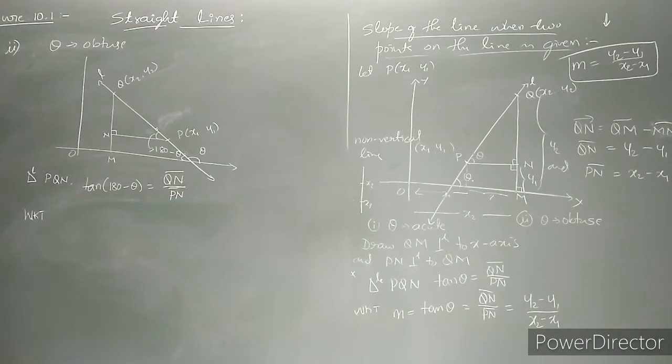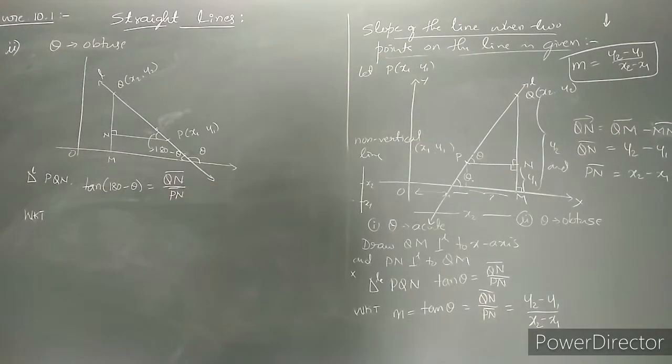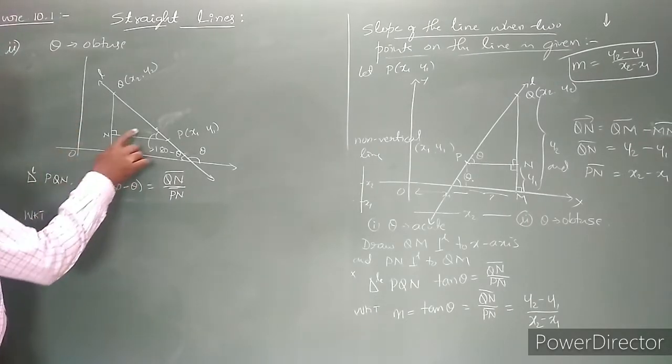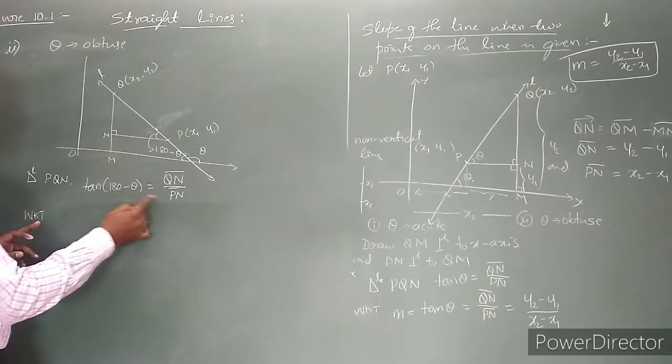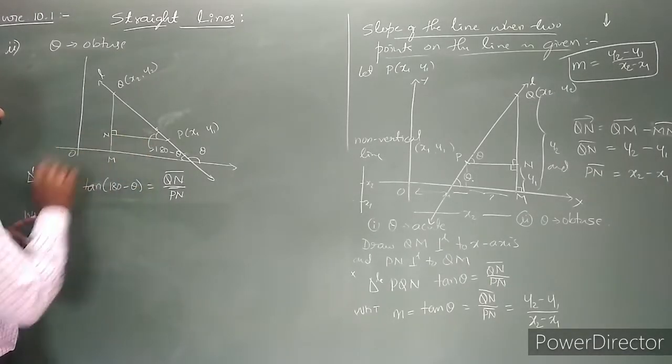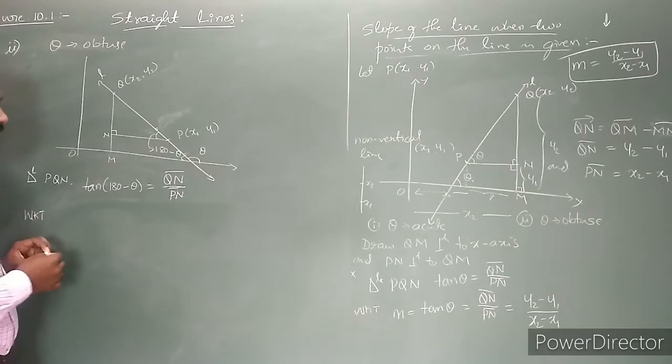Okay. Next thing is, I need to find the slope of this line. So for that reason the right angle triangle is here. So tan of 180 minus theta is equal to, 180 minus theta is nothing but this angle, which we already just got.